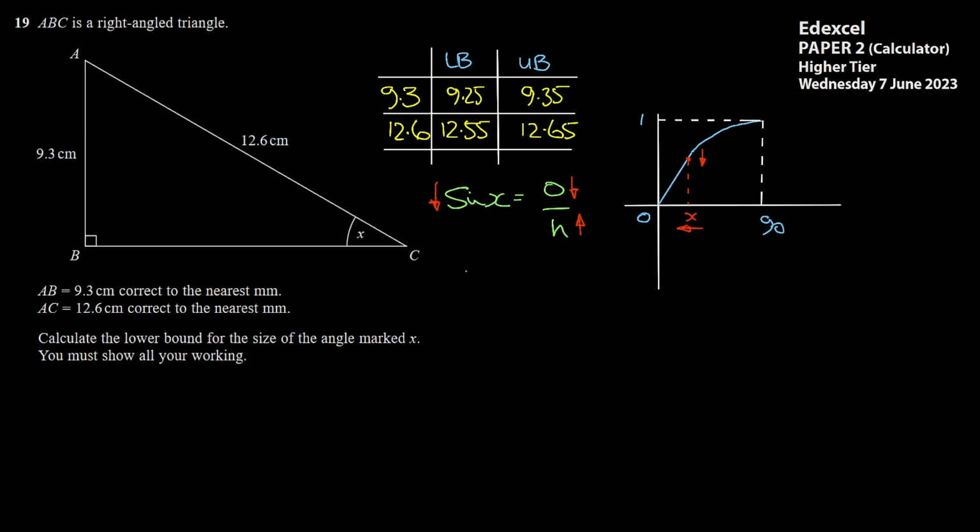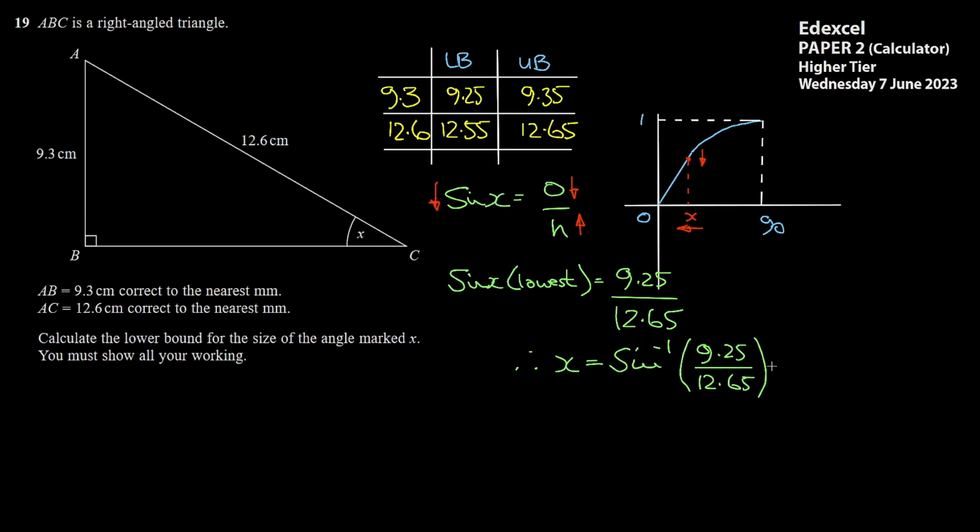So let's put in those values. I can say that sine x lowest is equal to the lower limit of the opposite, being the 9.3, so we want 9.25 here, divided by the upper bound of the longer length, which is 12.65. So therefore x will equal sine to the minus 1 of our fraction, and this is equal to 46.989, and on it goes.